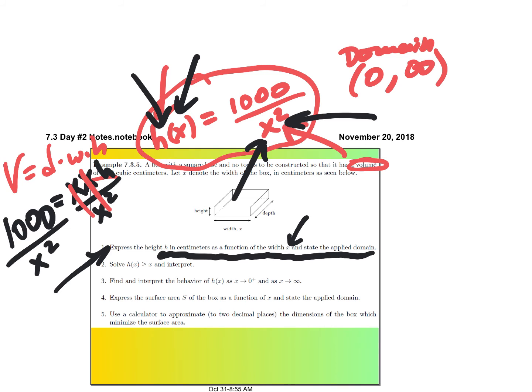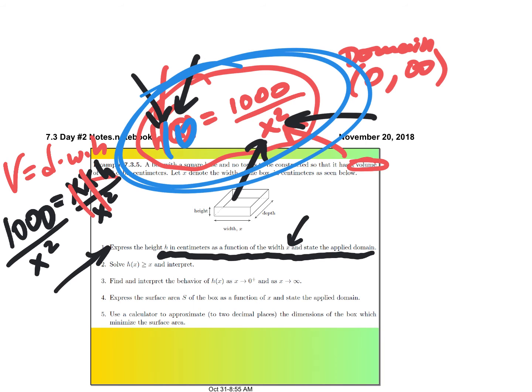I don't want to keep going with this, but I do want you to know that you'd be able to use a calculator to solve this thing. If you wanted a certain height, say you told me, I want the height to be 10, then you could solve that by graphing. Do you remember that one of the best things you can do is graph both sides and see where they cross? That is a super powerful strategy.